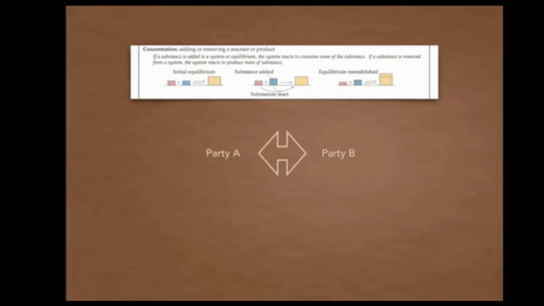So keeping in mind, if you increase the concentration on your reactant side, you're going to see a shift to the right. If you increase your concentration on your product side, you're going to see a shift to the left. If you decrease concentration on your reactant side, you're going to have a shift to the left. And if you decrease your concentration on your product side, you're going to have a shift to the right.